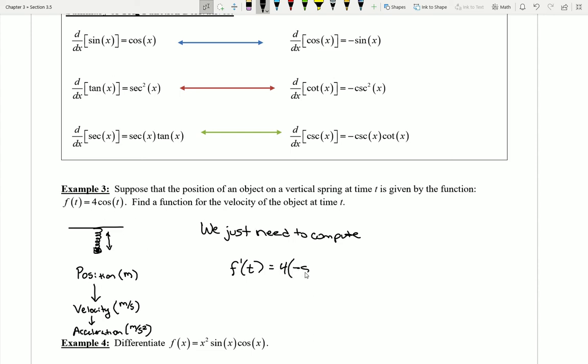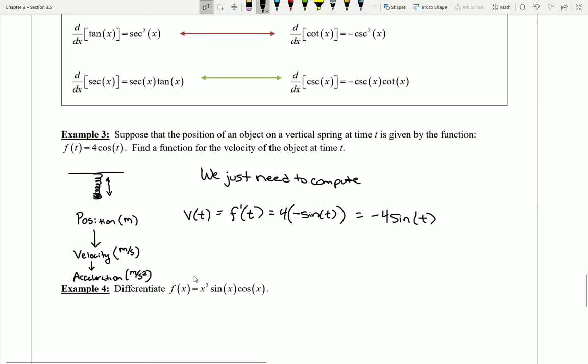the cosine. And the derivative of the cosine is negative sine. So overall, I'm going to get negative 4 sine t is going to be a formula that models the velocity of my object. And so I could even relabel it as v of t, indicating that it measures a velocity.